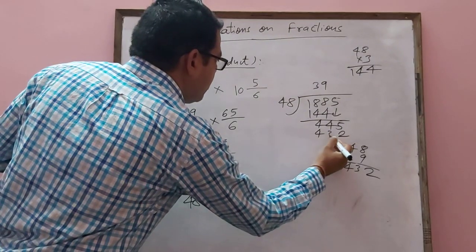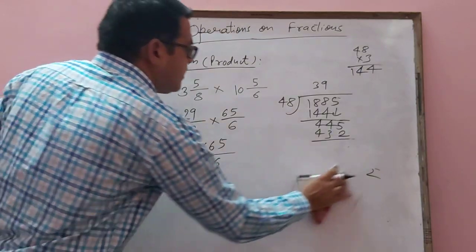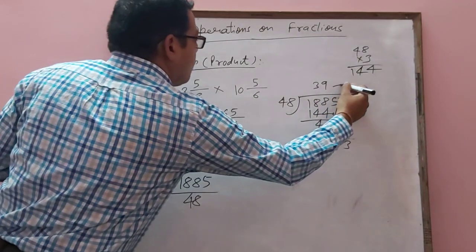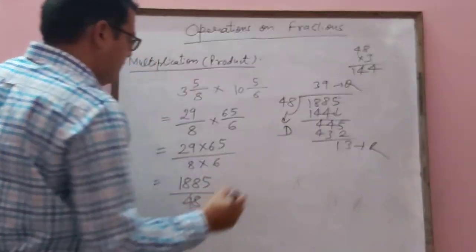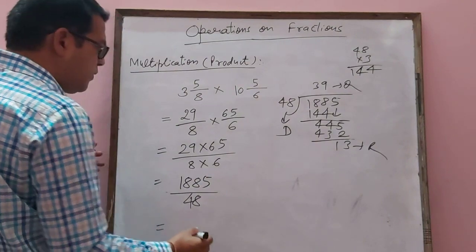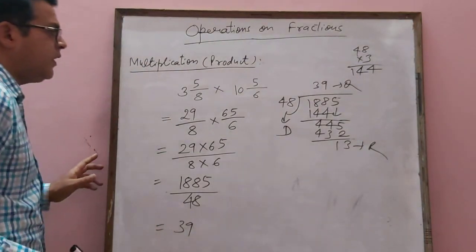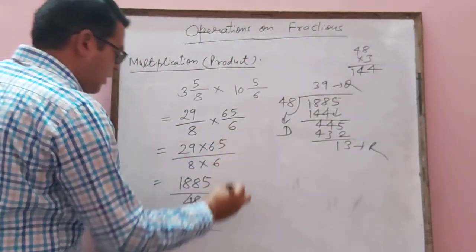we can write here 432. Now what is remainder? This is 3 and 1, 13. So this is quotient, this is remainder, and this is divisor. So we can write it? First we have to write quotient as a whole. So 39. Then remainder is 13 and after that 48.